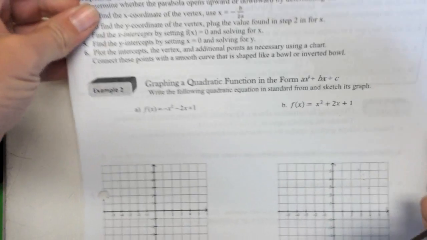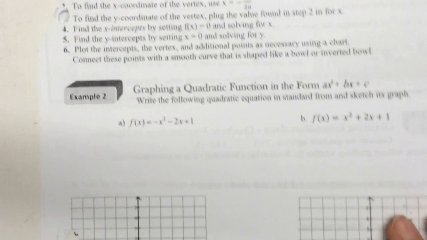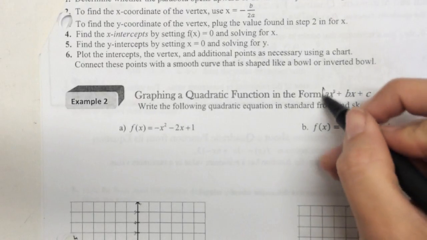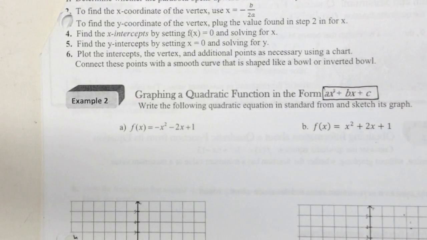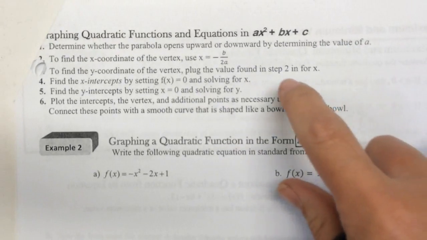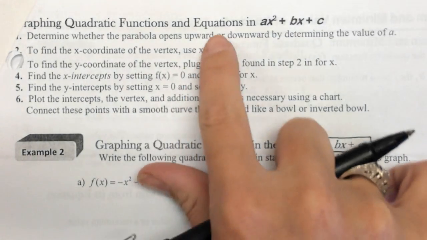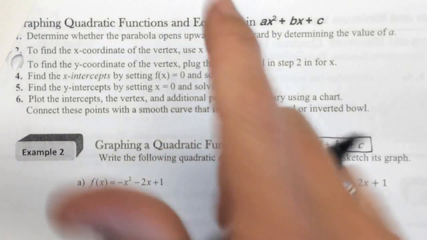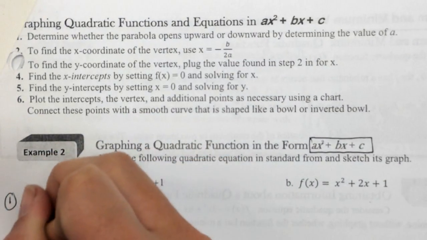Alright, flip it over. Now we're going to do the same thing, but this time they're in a different form. They're not in standard form. They are in this form, ax squared plus bx plus c, which is fine. We just got to change up how we find the center, because you can't tell when you look at this what the center is. So the first thing we're going to do, still determining if it's upward or downward, that doesn't change. So this first one, is it up or down? Because of the negative.